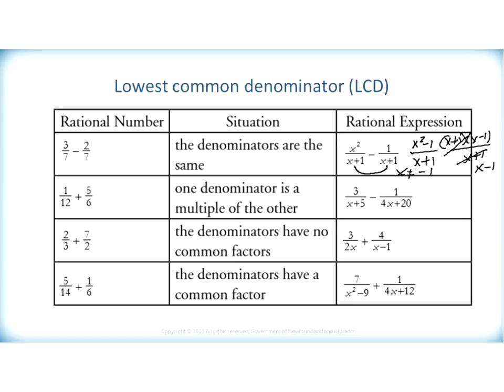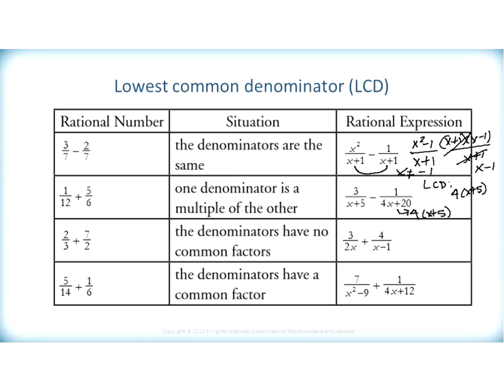Another situation for the denominator is that one denominator is a multiple of the other, and so if we factor the denominators, we have 4 times x plus 5, and you can see that the lowest common denominator in this case will be 4 times x plus 5.